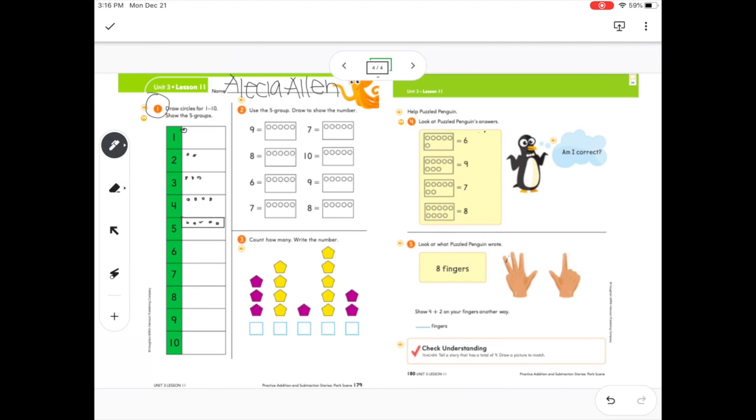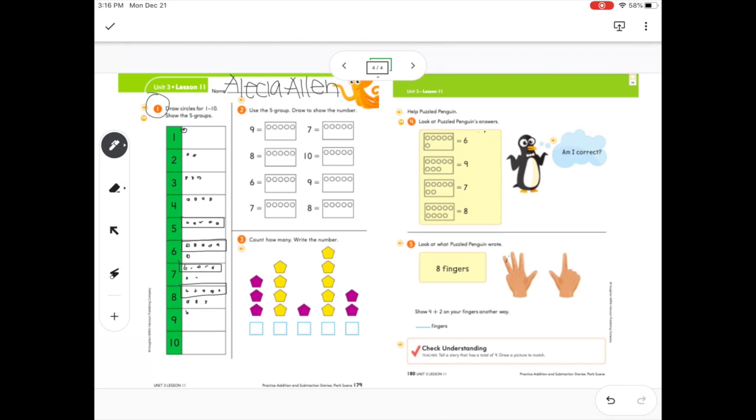All right, next we're going to try 6. So keep that 5 group there, remember. 1, 2, 3, 4, 5, 6. And I made another 5 group plus 1. So I'm going to put a rectangle around that 5 group. Next is 7. 1, 2, 3, 4, 5, 6, 7. Don't forget to rectangle around your 5 group. 1, 2, 3, 4, 5, 6, 7, 8.